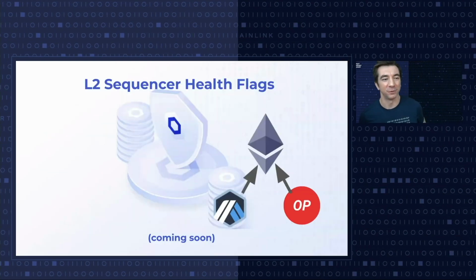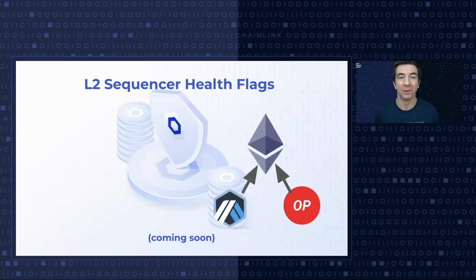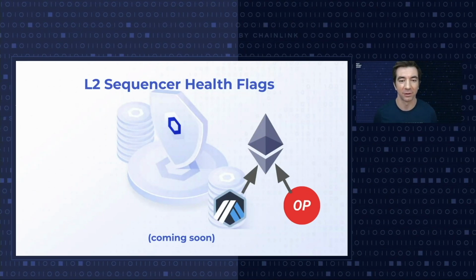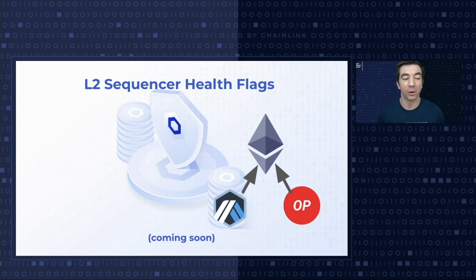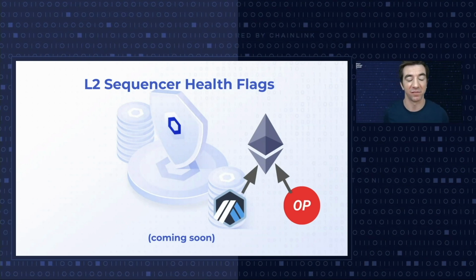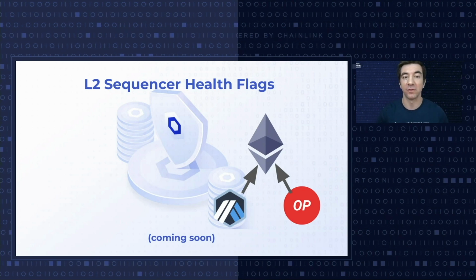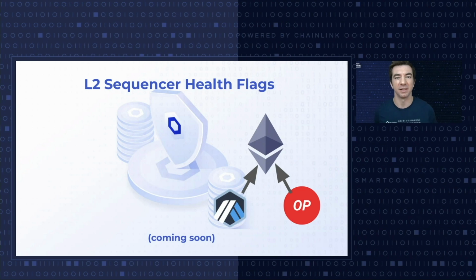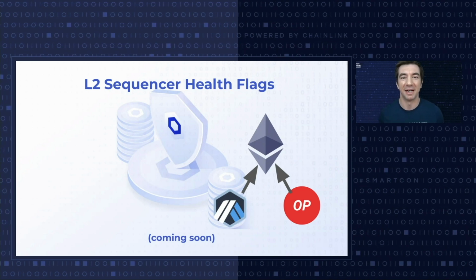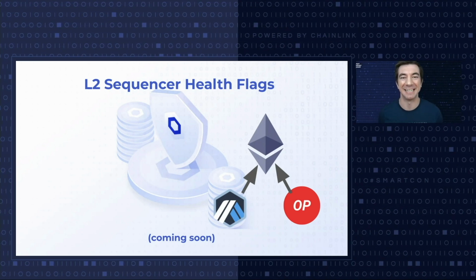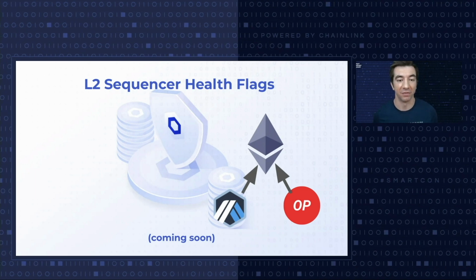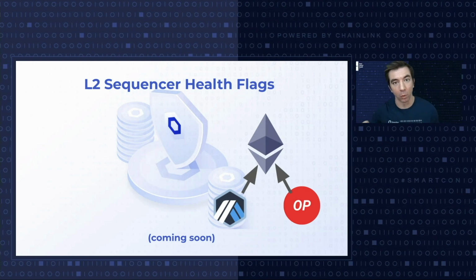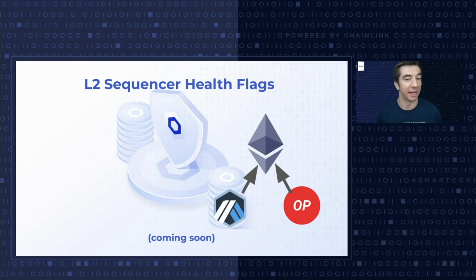Speaking of L2s, one of the first new releases that I want to talk about is what's called the L2 Sequencer Health Flag, coming very soon. These are absolutely fantastic. L2s are these fantastic tools, as we know, these rollups like Arbitrum and Optimism. They're giving us this scalability power that we desperately need. However, they do rely on these sequencers, right? These sequencers make sure that everything is going well from the rollups, from the L2s to the L1s.